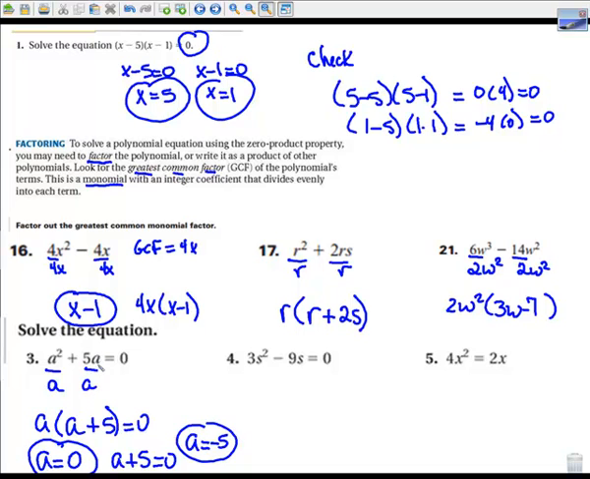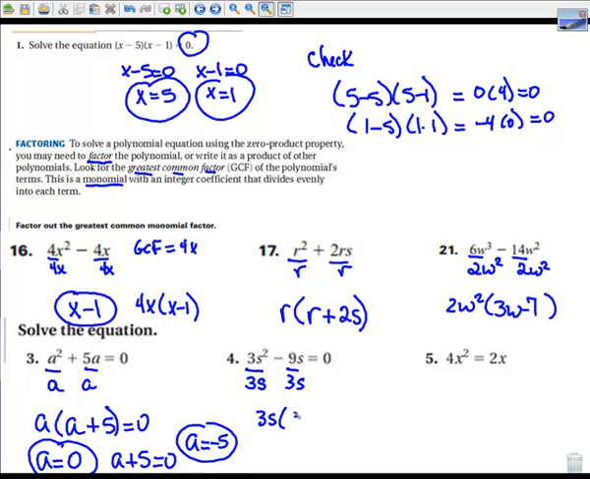Negative 25 plus 25 plus negative 25 is 0, so it does work. Let's do the same thing with this one. With a 3 and the 9, I can factor out a 3. S and s squared, I can factor out an s. So I have 3s as my monomial.